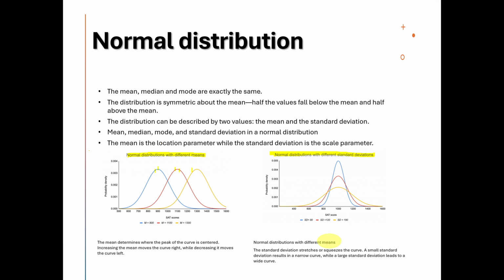Whereas when you have different standard deviations, the standard deviation stretches or squeezes the curve. A small standard deviation results in a narrow curve. A large deviation leads to a wide curve. So if my figure for the standard deviation is big, a higher number, then it will be a wide curve, for example this yellow one. If it's a small number, it will be like a peak.